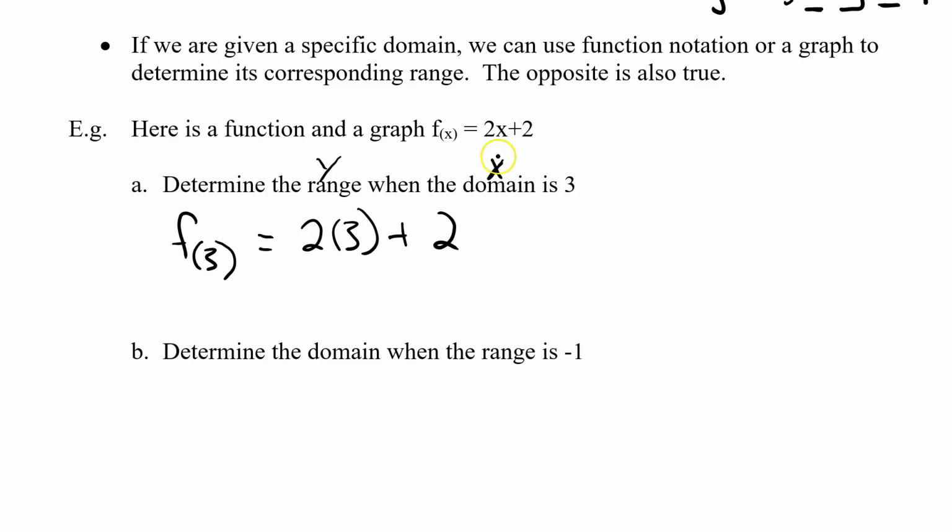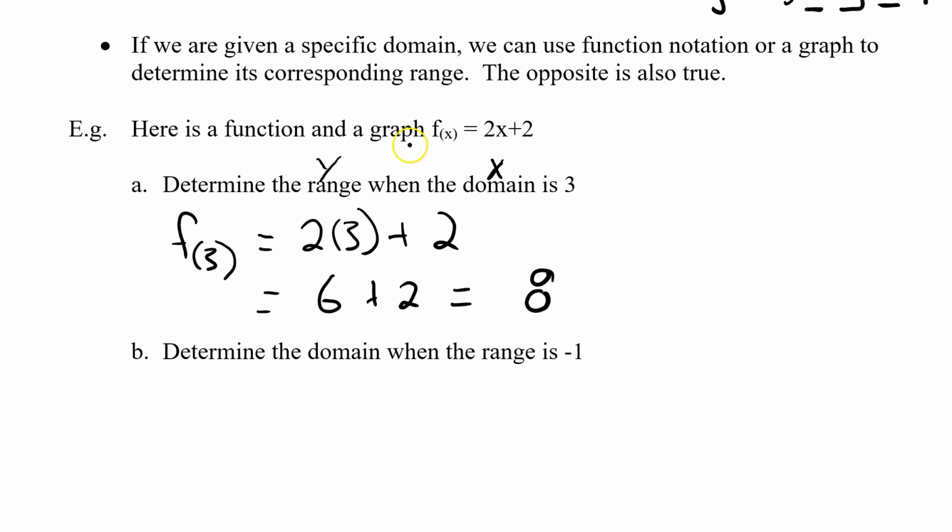I'm changing my x's into 3's. So I have f at 3 equals 2 times 3 plus 2. 2 times 3 is 6, and 6 plus 2 is 8. So my range, when my domain is 3, is 8. This, of course, would be a discrete value. Now let's try going the opposite way. Determine the domain when the range is -1.